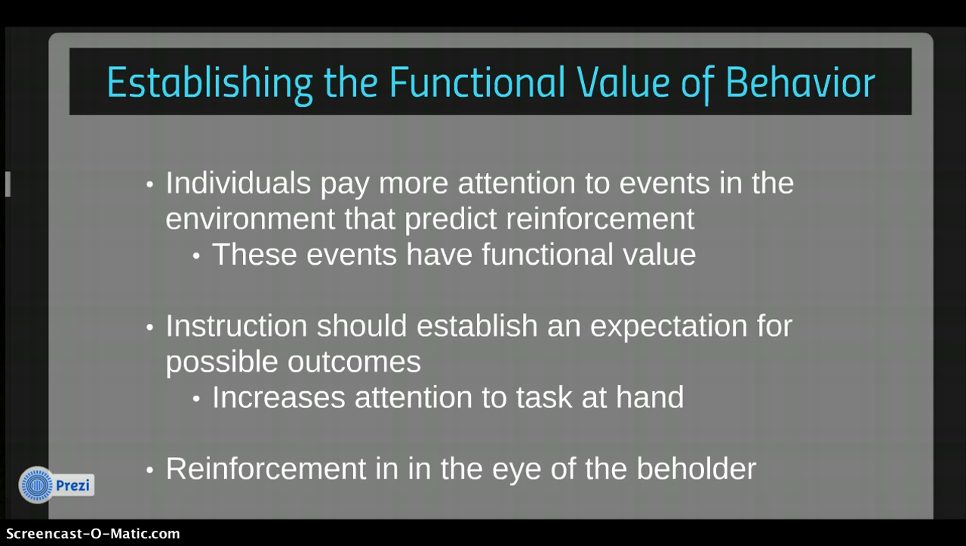In social cognitive theory, individuals pay more attention to events in the environment that predict reinforcement. The events that predict reinforcement have established the functional value of behavior. Instruction in the classroom should attempt to establish an expectancy for positive outcomes in order to increase attention to the task at hand. An important concern that arises when establishing the functional value of behavior is that reinforcement is in the eye of the beholder. A single reinforcement given to 2 different individuals will have 2 different effects.